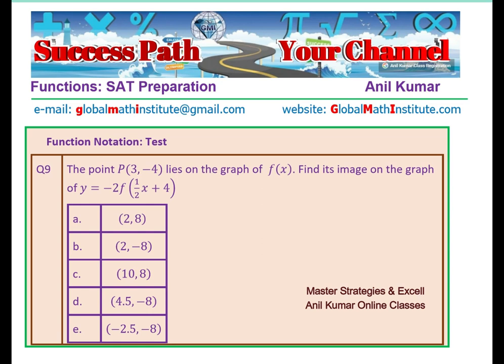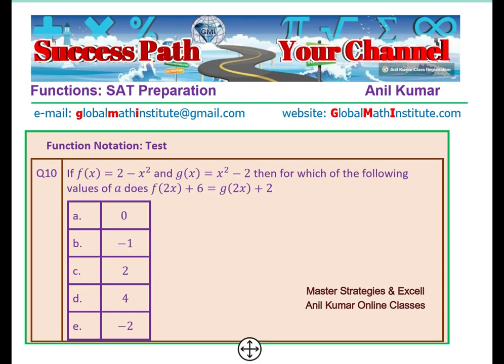Here we have a very complicated question. The point P, which is (3, -4), lies on the graph of f of x. Find its image on the graph of this transform function. Clearly write down the transformation and then see how x and y values get changed.